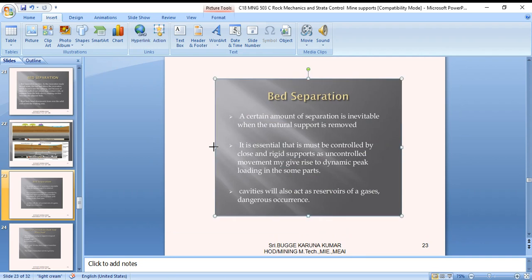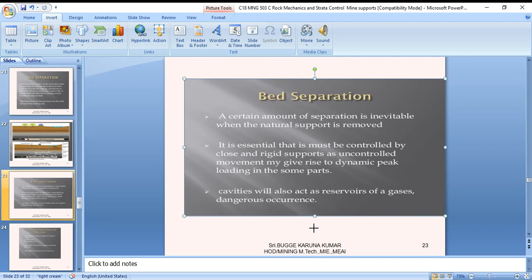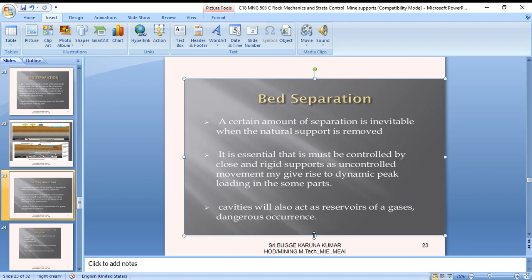Bed separations. A certain amount of separation is inevitable when the natural support is removed. It is essential that it must be controlled by close and rigid supports, as uncontrolled movement gives rise to dynamic peak loads in some parts. The cavity will also act as a reservoir of gases, which is dangerous.